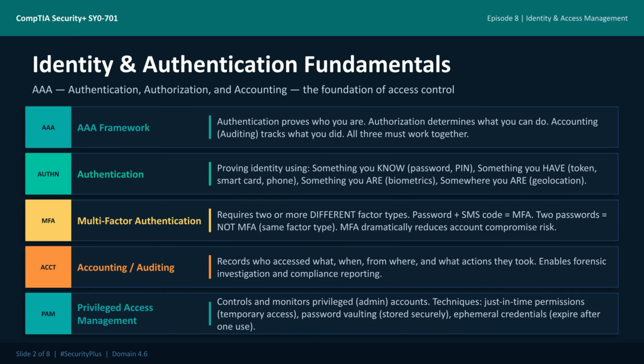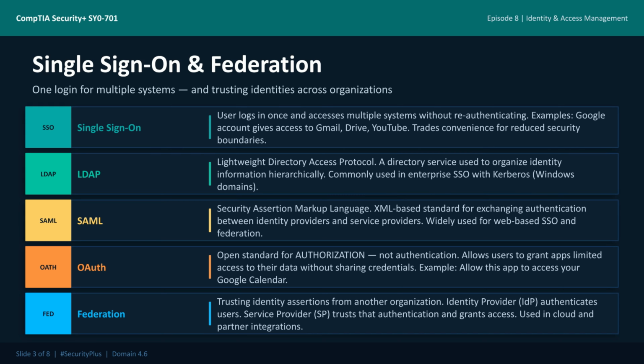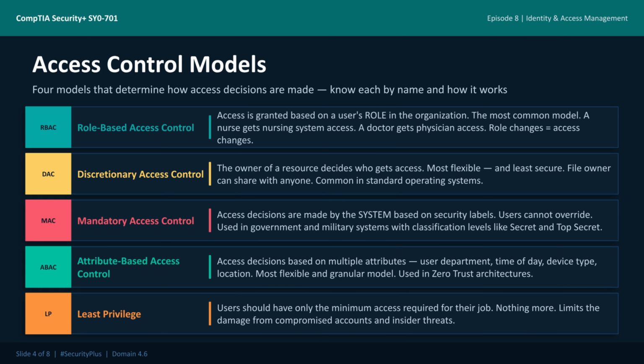Multi-factor authentication requires 2 or more different factor types. Privileged access management controls and monitors admin accounts. Single sign-on, or SSO, allows one login for multiple systems. Federation trusts identity assertions between organizations. LDAP is a directory service. SAML is an XML-based standard for SSO, and OAuth is an open standard for authorization, granting limited access without sharing credentials.